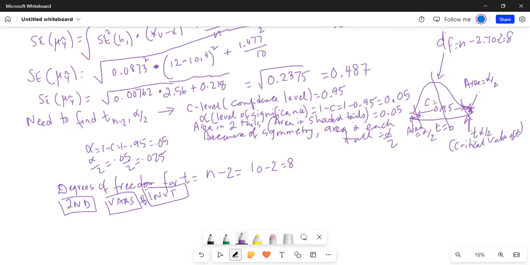So press the second button, then the inverse button in the third row, then scroll down to invT and hit enter. The area under invT, the area in each tail, is 0.025. So type in 0.025. Degrees of freedom is n minus 2, which is 10 minus 2, or 8. And then we will paste. Whenever we are on paste, we have to hit enter twice. Enter and enter.